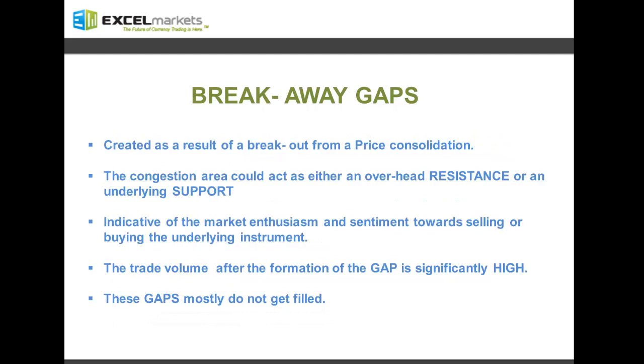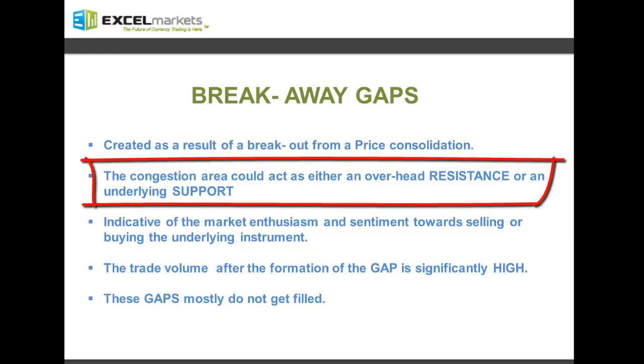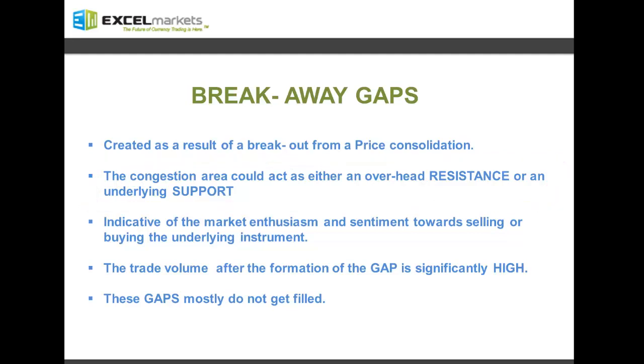Finally, we have the breakaway gaps. Again, as the name suggests, these gaps are formed as a result of the price breaking away from an area of price congestion or price consolidation. The congestion area could act as either an overhead resistance or an underlying support, which would determine the direction of the gap formation. If the congestion area is around a support level, then following the breakout of the support, the gap will be formed in the downward direction.